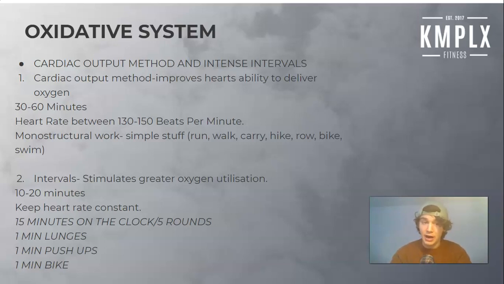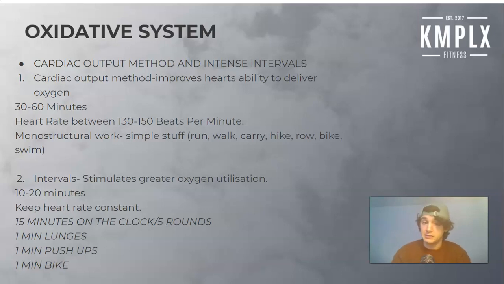It's about keeping your heart rate constant, but keeping it at bay at the same time. So you want to get a bulk load of work done here, but you don't want to slow down. You don't want your heart rate to spike up. You want to just keep it at a steady, sustainable pace. So 15 minutes on the clock, 5 rounds, 1 minute lunge, 1 minute push-up, 1 minute bike, and just continuously go through those. Every time the clock hits a minute, just change the station nice and slow and keep moving.